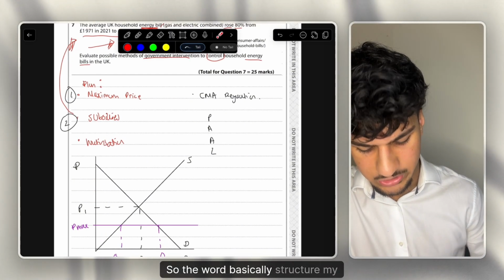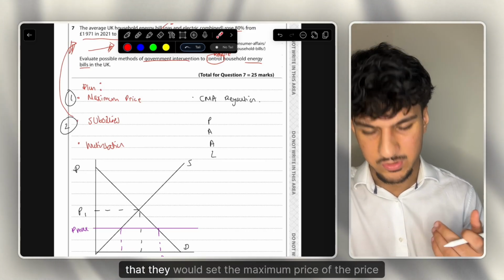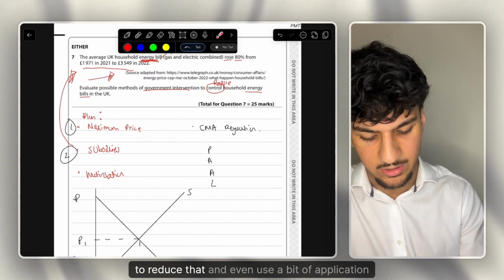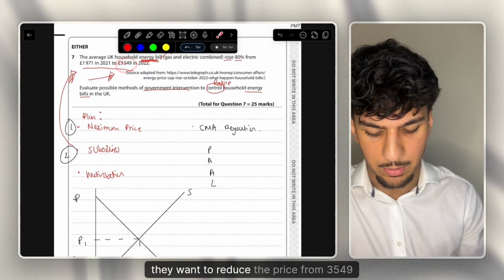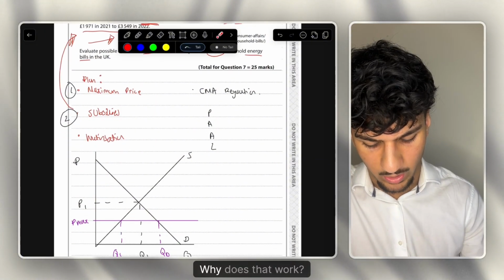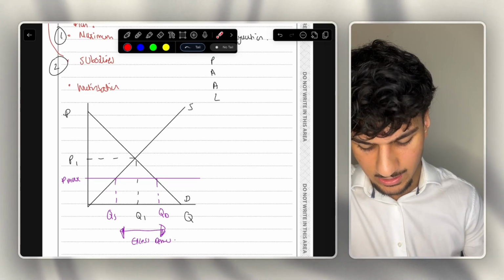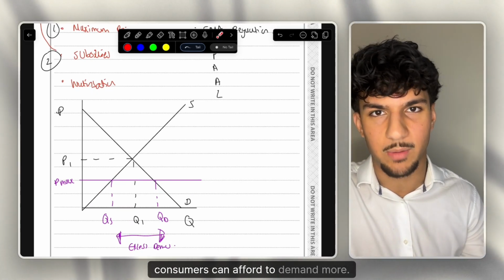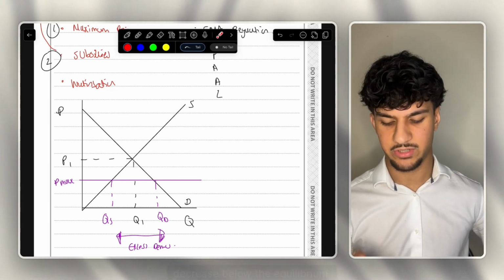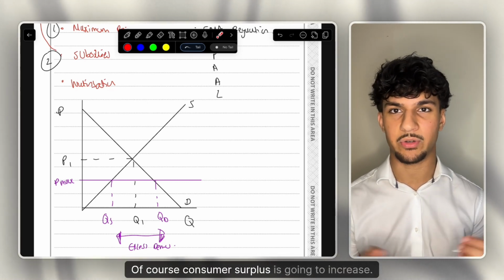So the way I would basically structure my analysis, just tell the examiner basically what I've said to you so far, that they would set the maximum price at the price ceiling below the equilibrium price, as they want to reduce that, and even use a bit of application here. They want to reduce the price from 3,549 to a price that's more affordable for consumers. Why does that work? Since, like I said, talk about the inverse relationship of demand, at lower prices, consumers can afford to demand more. And let's think about the surpluses. If prices decrease below the equilibrium, what is going to happen to consumer surplus? Of course, consumer surplus is going to increase.